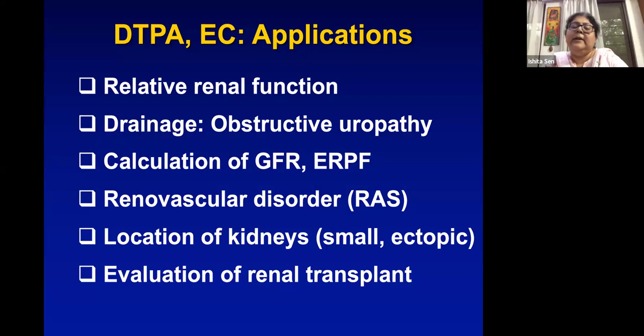Of course, to calculate GFR. In renovascular disorders, it used to be used a lot in the earlier days when we wanted to look for renovascular hypertension, and a DTPA scan with a captopril intervention was often used to look for hemodynamically significant renovascular hypertension. However, the use of this has slowly come down with better imaging techniques like MR renal angiography, CT renal angiography and even Doppler. Location of kidneys which are small or ectopically placed is one more indication, and evaluation of renal transplant is again one more indication.